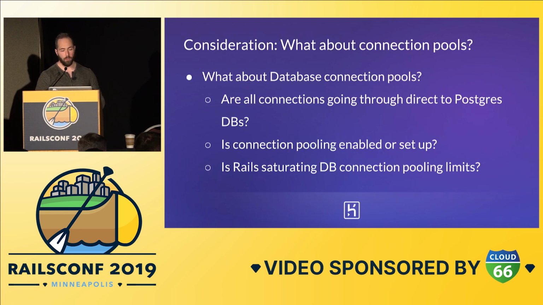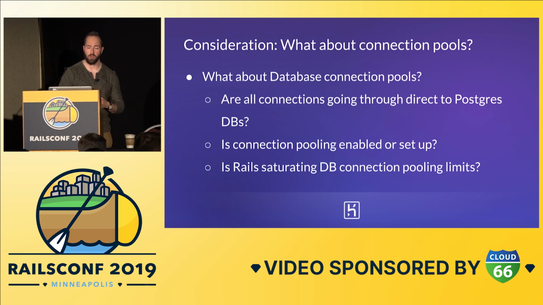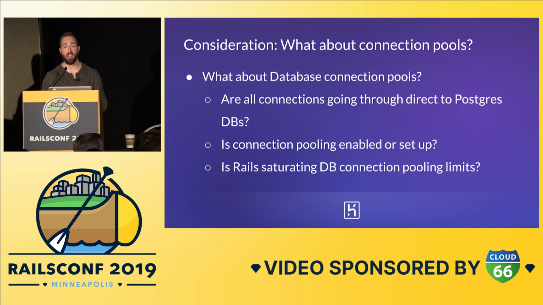So, what about the database connection pools? Are they all going directly to Postgres? Postgres doesn't have native connection pooling. Do you have connection pooling set up on your Postgres with something like PgBouncer? Is Rails saturating the DB limits, or is it a Rails-specific issue? Are your connection pooling settings set up correctly on your Postgres databases? Are they set up on all of them, including your read replicas? They may not be.